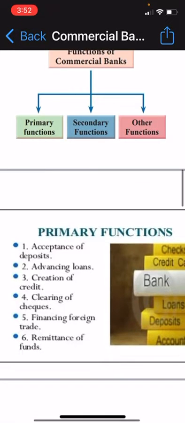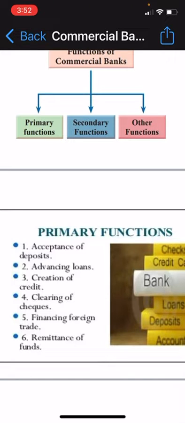Coming to the primary functions of any bank, we have first acceptance of deposit. The first four are there in your syllabus. The remaining two you'll be learning about in further classes, maybe MCom or so. Primary functions of a commercial bank means what exactly a bank does. Till now you have been made aware of what a bank is, what the definitions of bank are, and also the qualities that make an organization a bank. Now you'll see what exactly a bank does. This is a very important topic, dear students, so please learn it well.